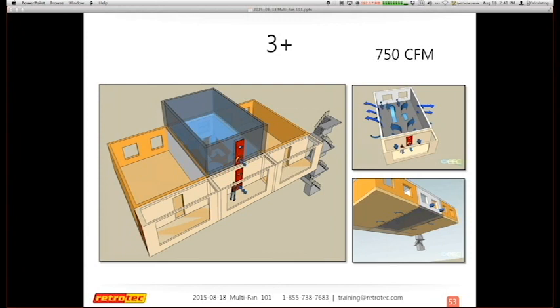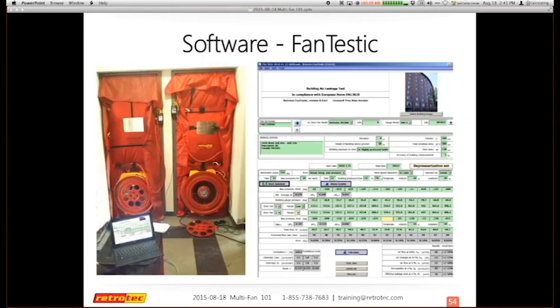And in our multi-fan manual, we have a diagram that shows you exactly where all the tubes have to go. So if you don't put them that way, it won't work.